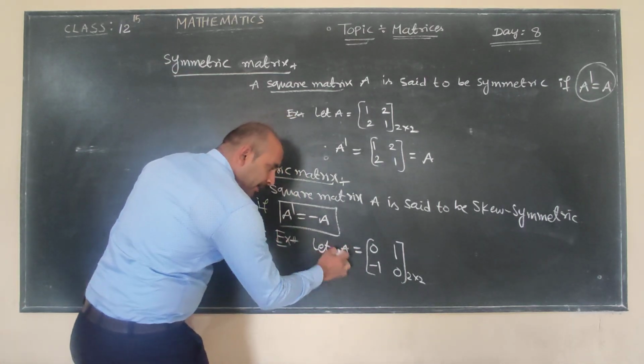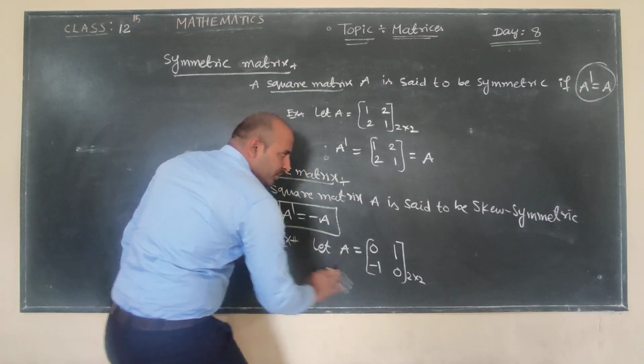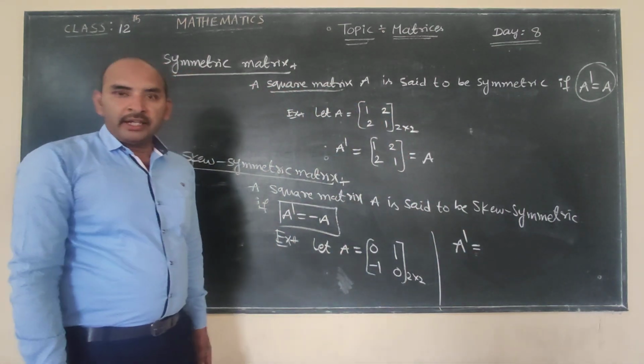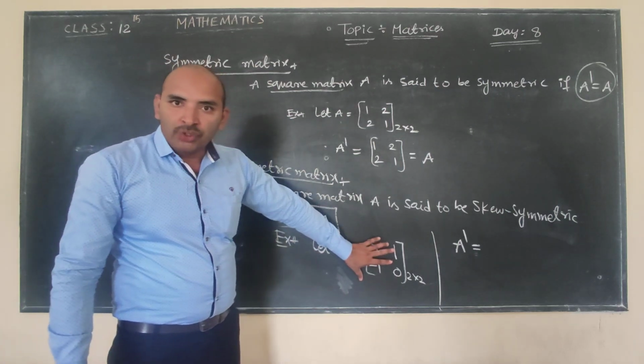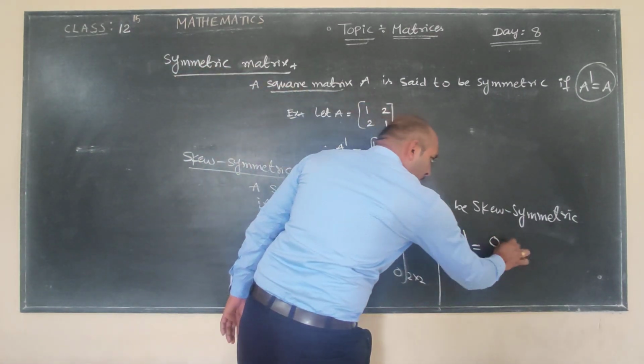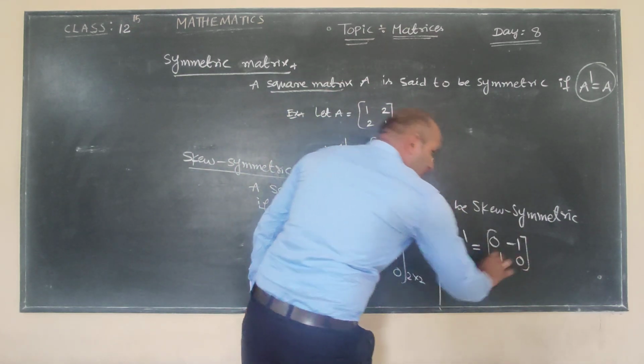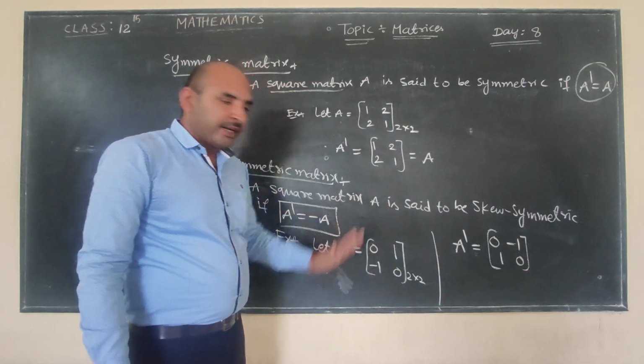So what is the transpose of this matrix? A transpose is obtained by interchanging the rows and columns. So we get 0, minus 1 and 1, 0. Interchanging the rows and the columns, you will get A transpose.